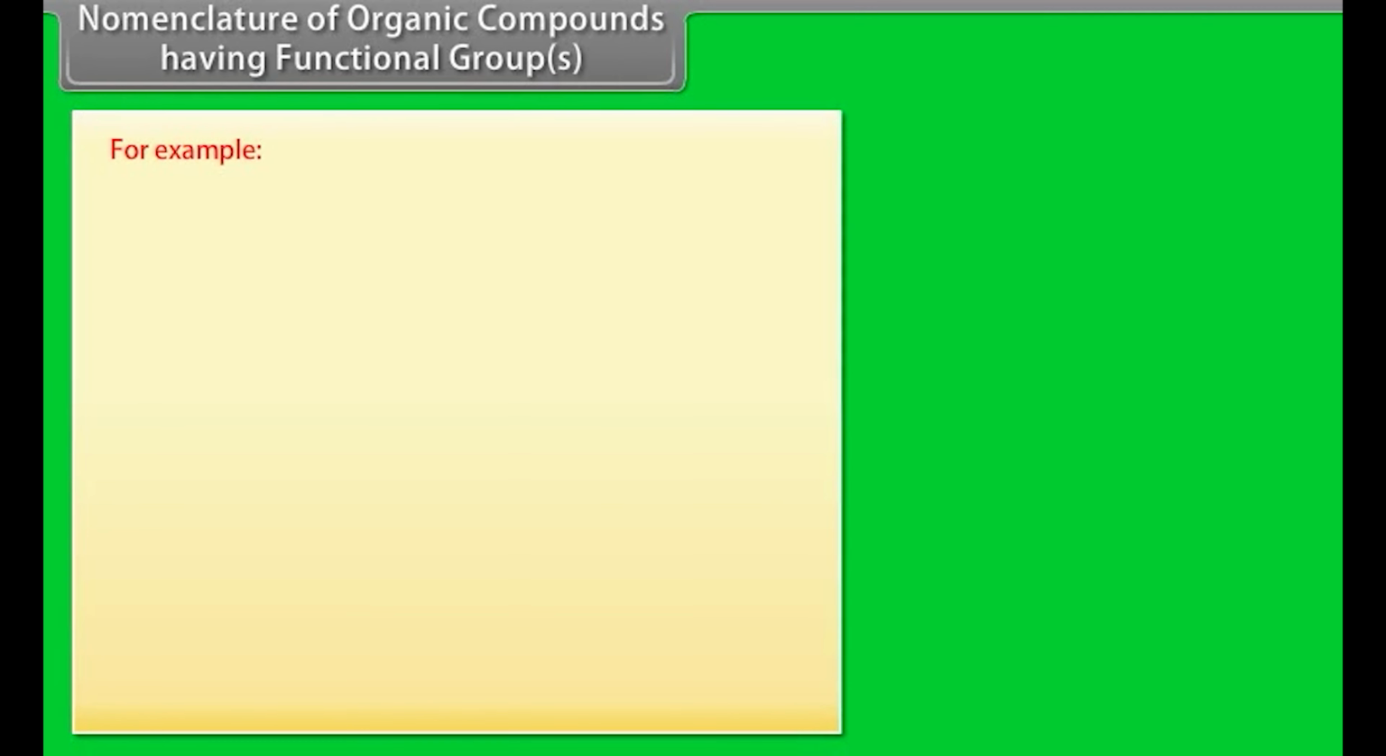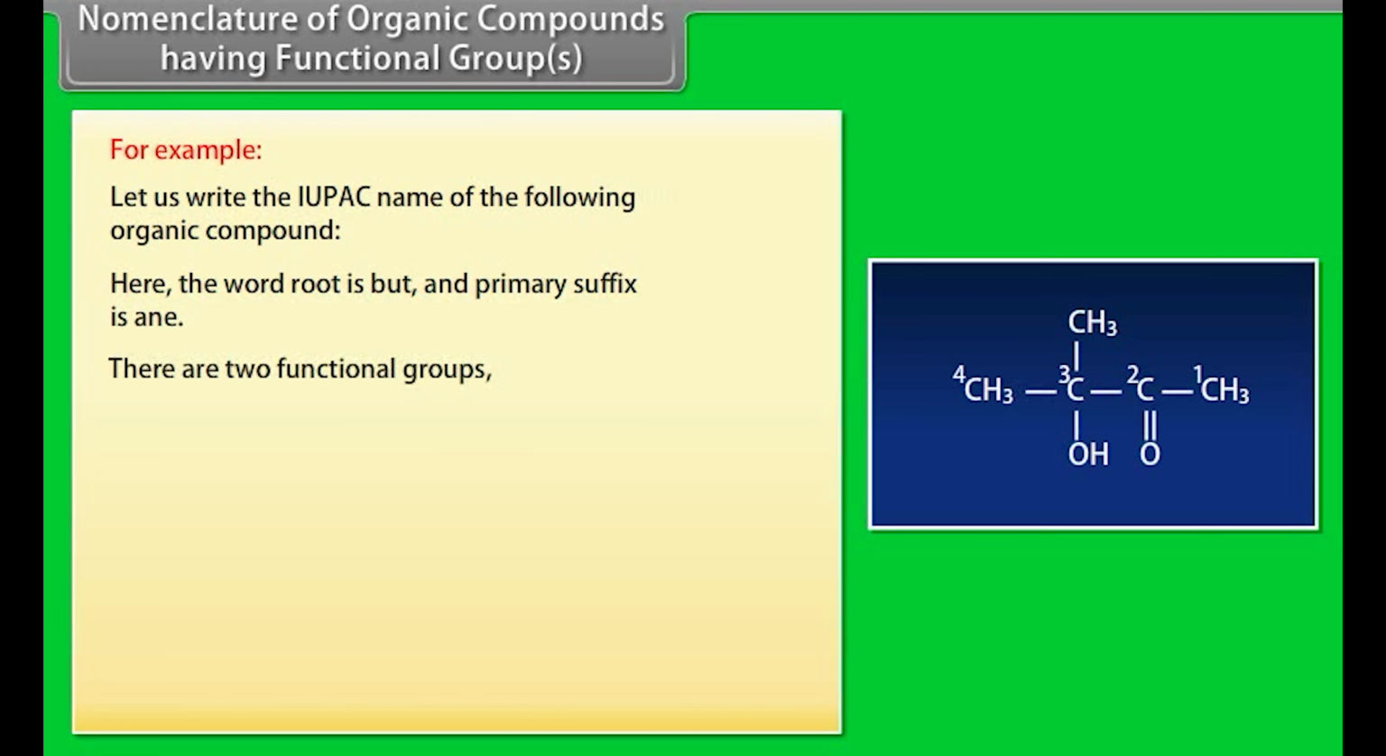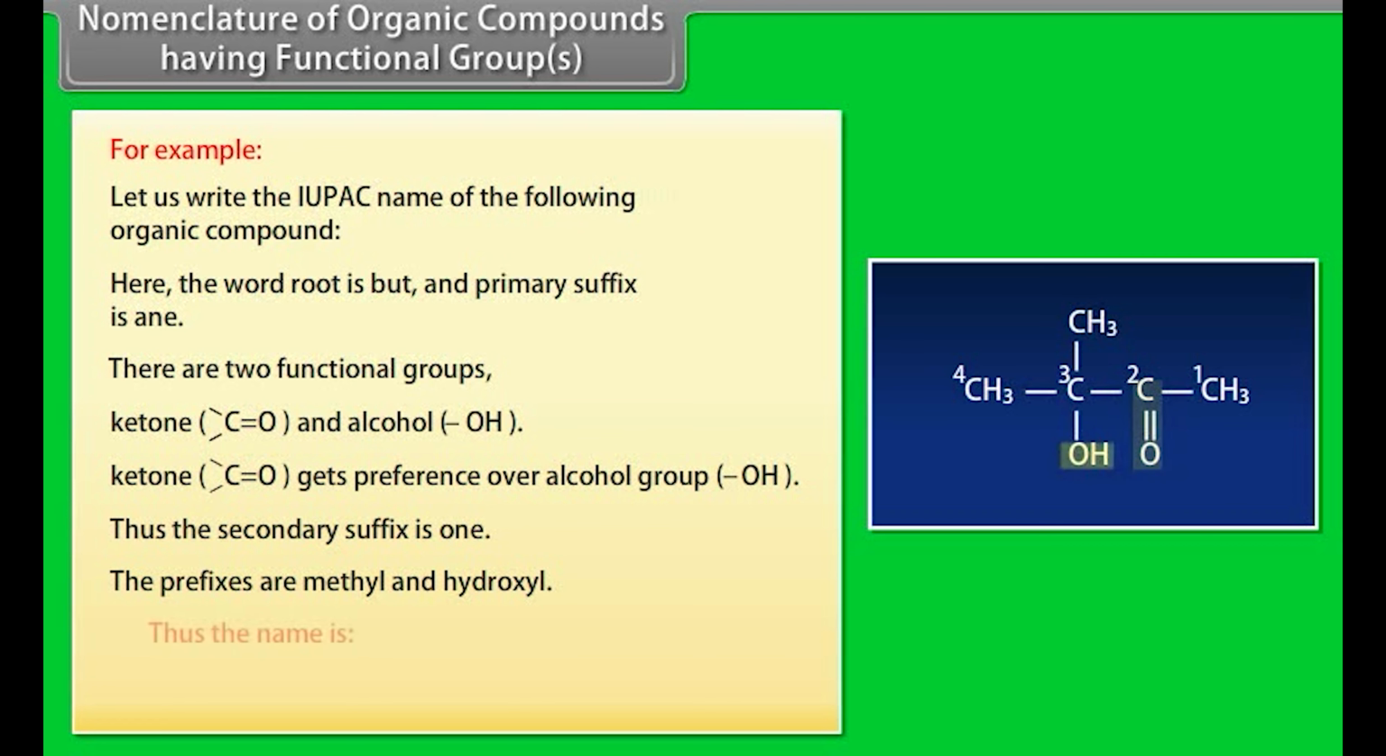For example, let us write the IUPAC name of the following organic compound. Here, the word root is but and the primary suffix is ane. There are two functional groups, ketone and alcohol. Ketone gets preference over the alcohol group. Thus, the secondary suffix is one. The prefixes are methyl and hydroxyl. Thus, the name is 3-hydroxy-3-methyl-butan-2-one.